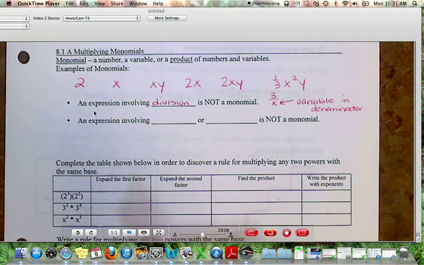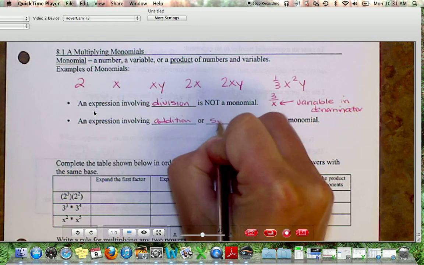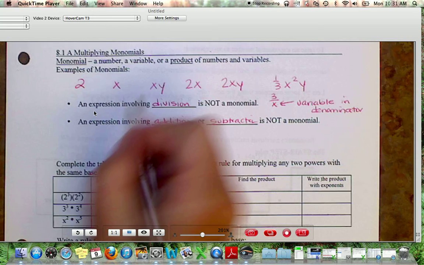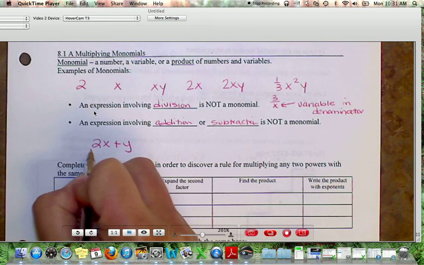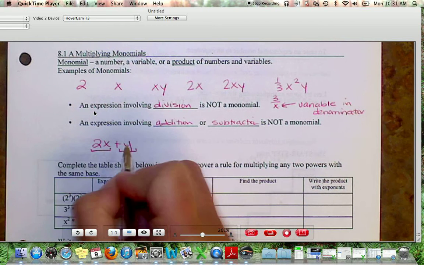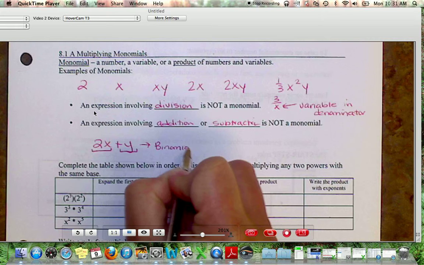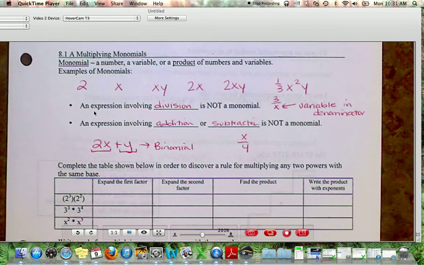Or an expression involving addition or subtraction is not a monomial. So some examples: 2x plus y. That has two terms. Here's one term, here's another term. That's actually what we call a binomial because it has two terms. Or x over y is not a monomial. Okay, so there's some examples of some monomials and some that are not monomials.